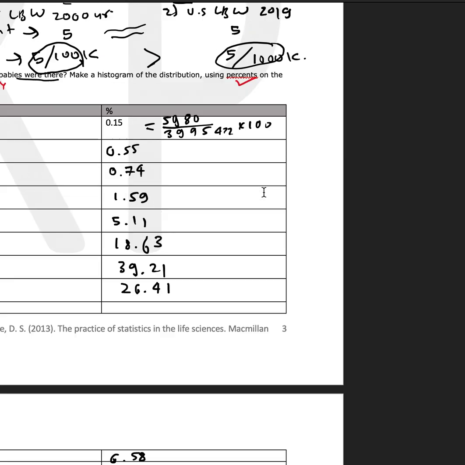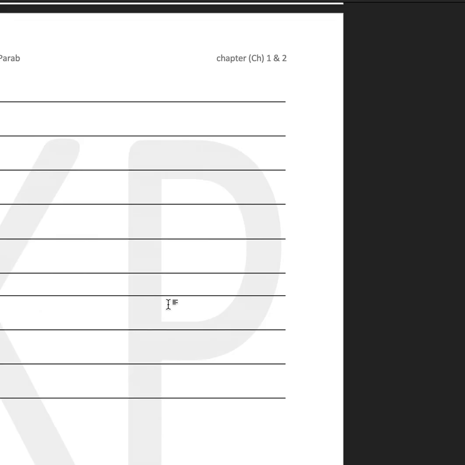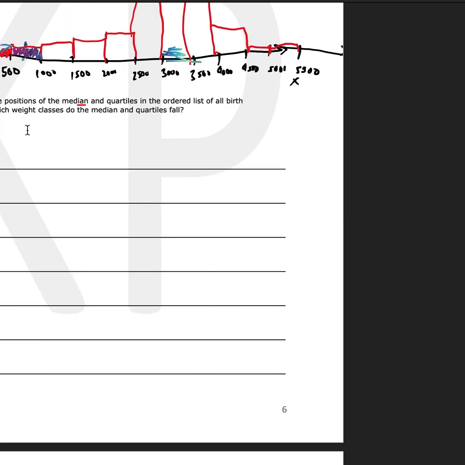So we have completed the second sub part of the second question, and the last question says: what are the positions of the median, quartiles Q1 and Q3 in the ordered list of all birth weights, and in which weight classes do the median and quartiles fall. So first let's just find the median.